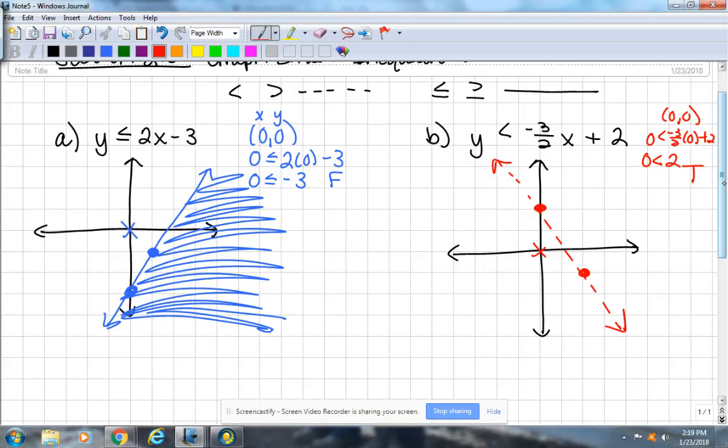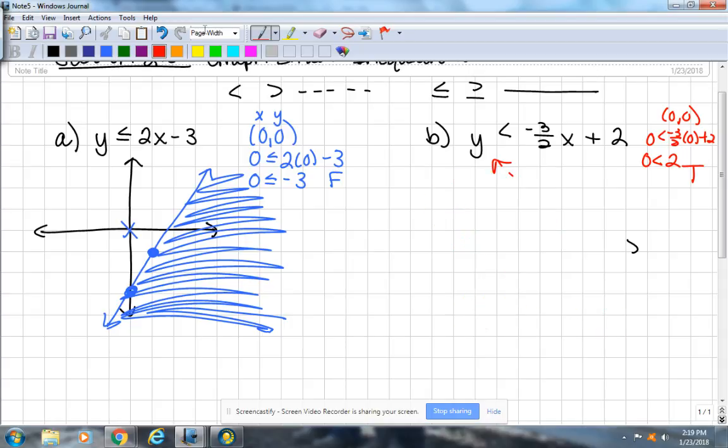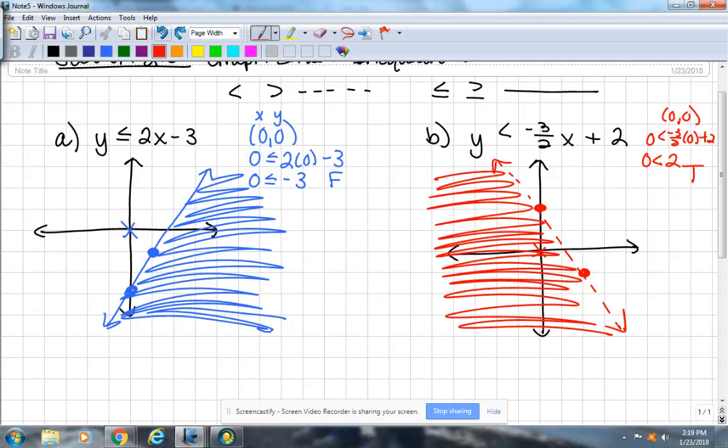So do we shade 0, 0, or do we shade the other side? We shade 0, 0. You shade it if it's true, and shade away from it if it's false. There are some teachers that make students check both regions and shade the true side. But if it's false on one side, it's true on the other side, and vice versa. So I only make people pick one test point.